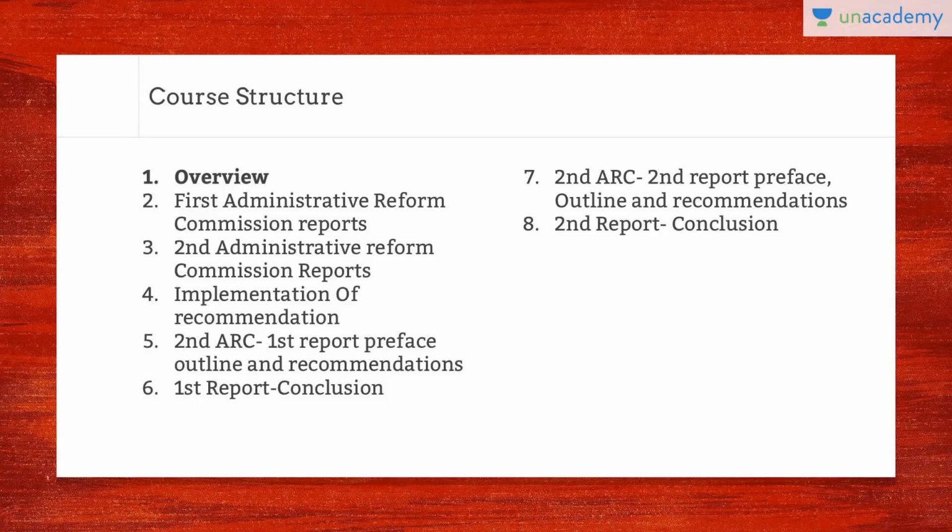In this lesson, we will have the overview, then we will see the first Administrative Reforms Commission reports. But the most important thing is the second ARC, that is the second Administrative Reform Commission reports. ARC means Administrative Reform Commission. Then the implementation of recommendations. Then the second ARC report. So first report: preface, outline and recommendations. Then the sixth point is the first report's conclusion. Then you have the second ARC's second report: preface, outline and recommendations. And finally we will deal with the second report's conclusion. So it is an interesting topic.